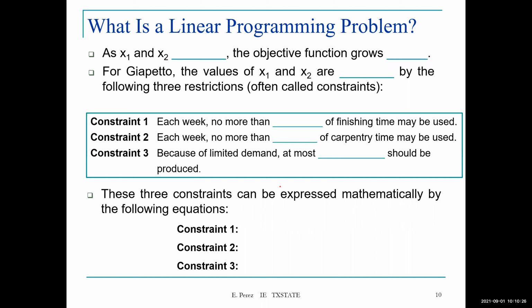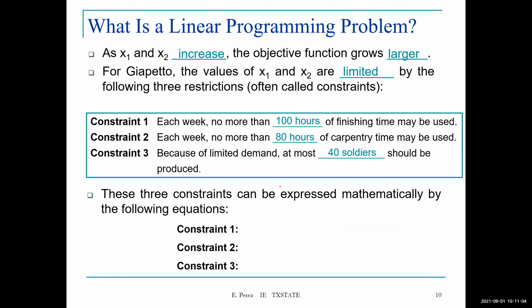What is a linear programming problem again? As x1 and x2 increase, the objective function grows larger, right? That makes sense. For Yapeto, the values of x1 and x2 are limited by the following three restrictions, often called constraints. Constraint number one is each week, no more than 100 hours of finishing time may be used. Constraint number two, each week, no more than 80 hours of carpentry time may be used. And because of limited demand, at most 40 soldiers should be produced for this problem per week.